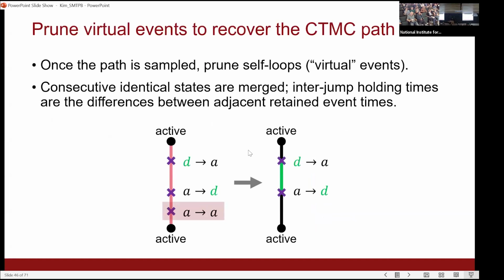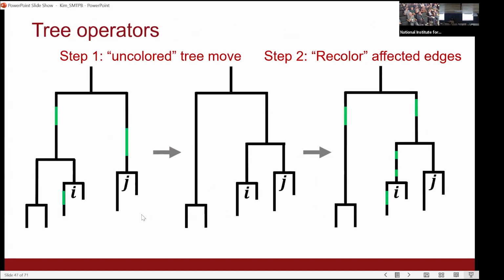Okay, so last, because we have the discrete chain path constructed, going back to the continuous time path, we remove the self loops, which are virtual events, and then we merge the interjump holding times to get the continuous time sampled path. So in summary, step 1 of this tree proposal in the color tree space is the uncolor tree move, and then recoloring the affected edges using our uniformization scheme.